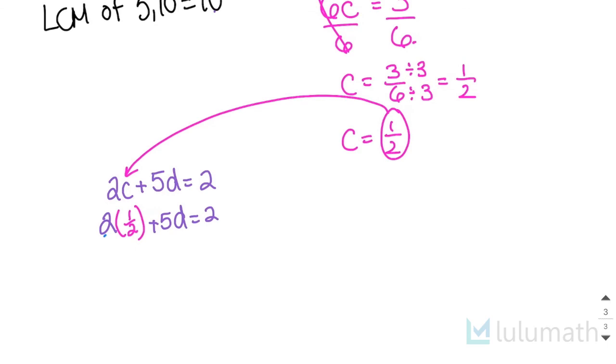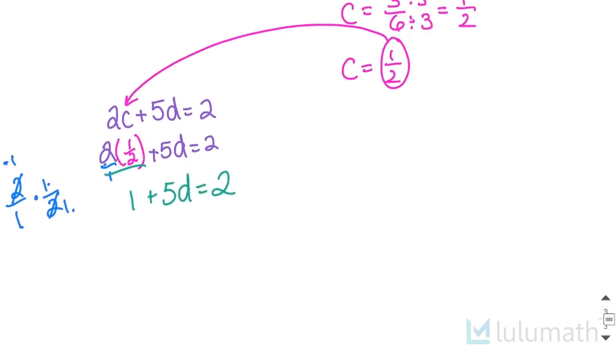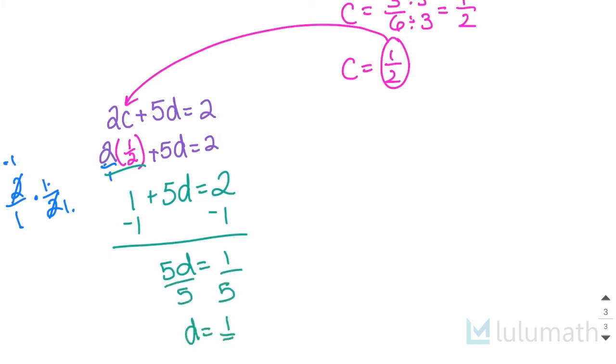Okay, now 2 times a half is pretty much saying 2 sets of a half. So a half plus a half gives us a whole. But let's see why this ends up working. So 2 over 1, because this has an invisible 1 right here, times 1 over 2. This 2 and this 2 are both divisible by 2, and I get 1. So 1 times 1 is 1, 1 times 1 is 1, 1 divided by 1 is also 1, so this ends up giving me just 1. So I get 1 plus 5D equals 2. So now I just have to subtract the 1 from both sides, and I get 5D equals 1. Divide everything by 5, and I get D equals 1/5.